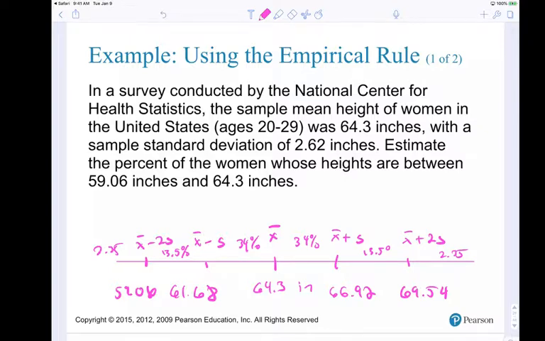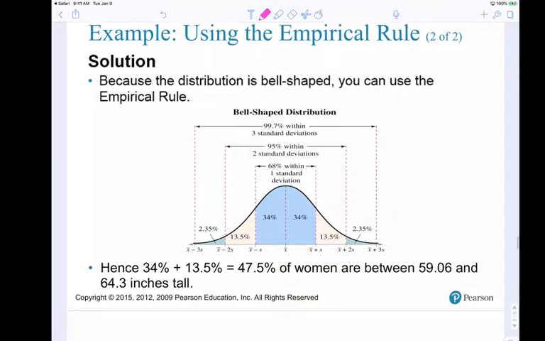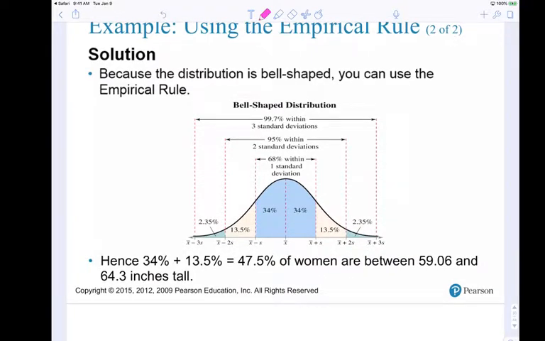It says estimate the percent of women whose heights are between 59.06, which you see on the far left, and 64.3. So now that we've filled in those percentages, what percent is between 59.06 and 64.3? 34 plus the 13.5. 34, 44, 47.5. Is that okay? Nearly 50%. So now they have theirs. You see the same kind of deal. We just didn't do the graph. 47.5. Okay? Is that okay? Any other questions, comments, or concerns?